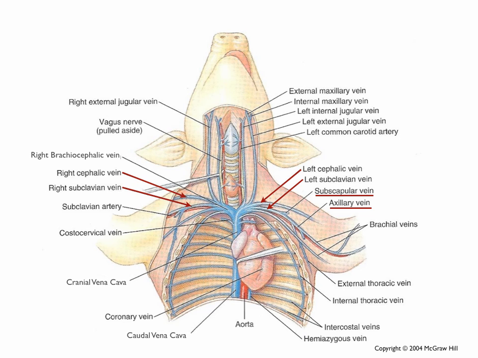Notice that each of the four major veins we have identified, the internal jugulars, the external jugulars, the cephalic and subclavian veins, connect at a common point, the brachiocephalic vein. Take a moment to identify the right and left brachiocephalic veins. Each brachiocephalic vein empties into a common trunk, the cranial vena cava, which delivers deoxygenated blood to the right atrium of the heart. Also visible in the thoracic cavity is the caudal vena cava, which transports deoxygenated blood from the lower extremities back to the heart.